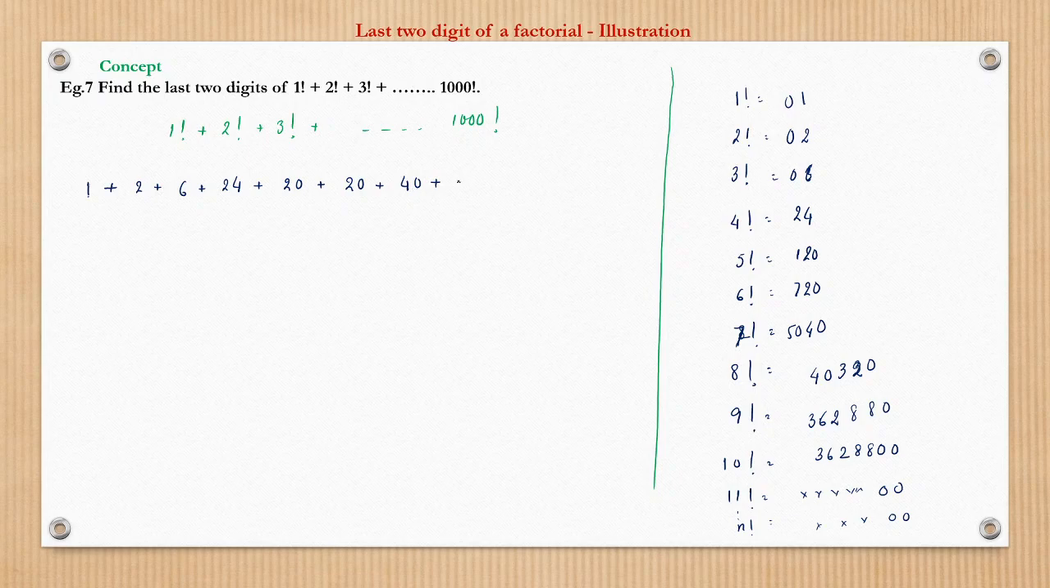Now the next is 8 factorial. Writing 1 factorial through 7 factorial, 8 factorial is 8 into the last two digits 40. That is 8 fours are 32, so it becomes 320. We retain 20 and ignore 3. Now 9 factorial is 9 into 20, which is 180, so this is 80, and we ignore the 1. From the 10th factorial onwards it is 00. So simply we have to add these now.